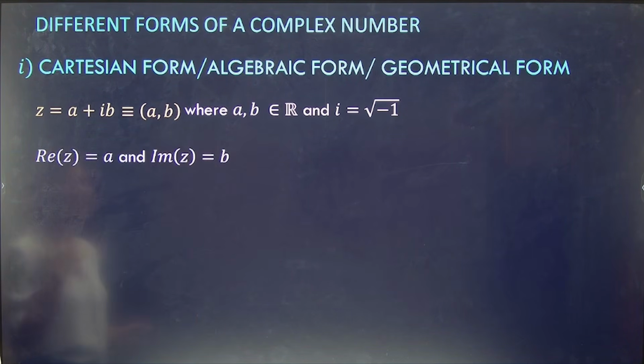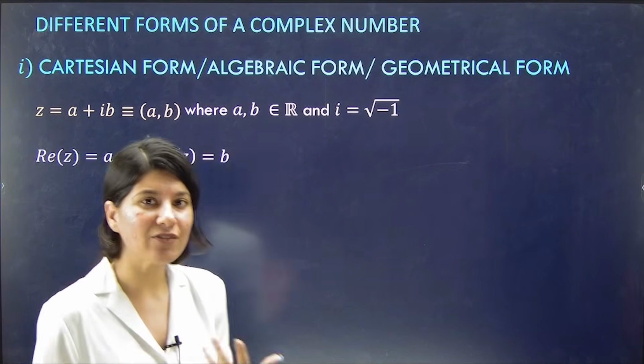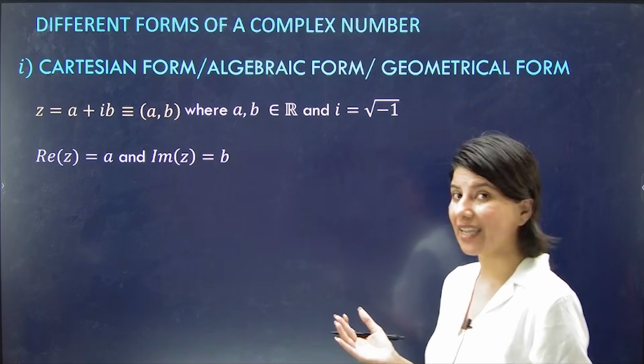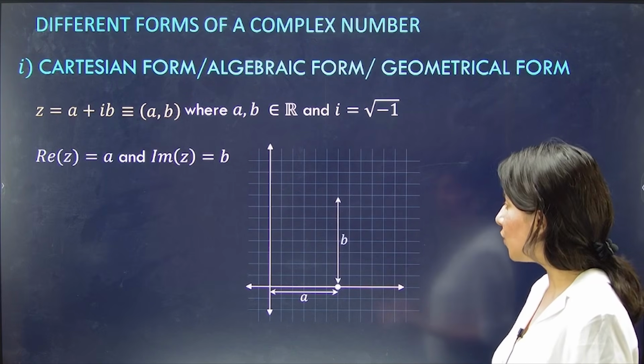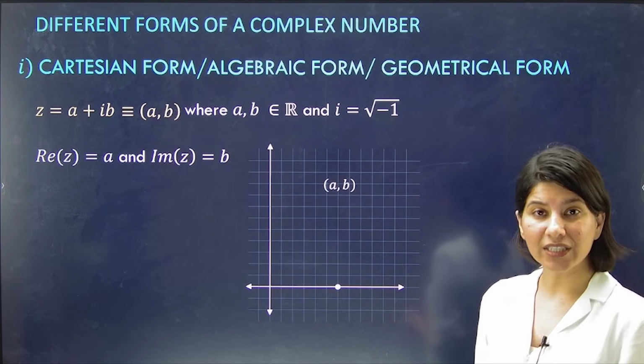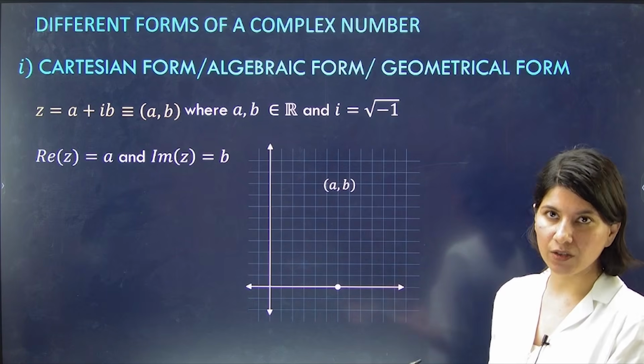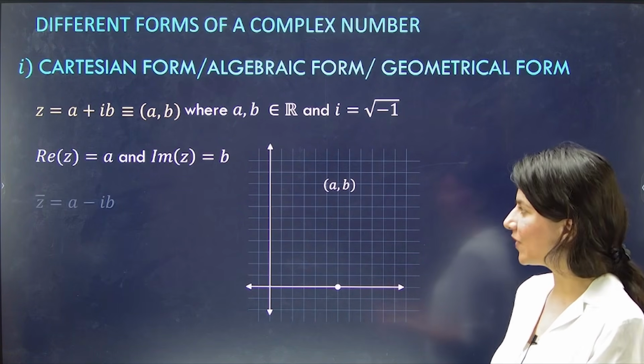z is equal to a plus iota b. We have already studied that the real part is a and the imaginary part is b, and here you also know that you can plot this point on the Argand plane, or you can say complex plane, right?